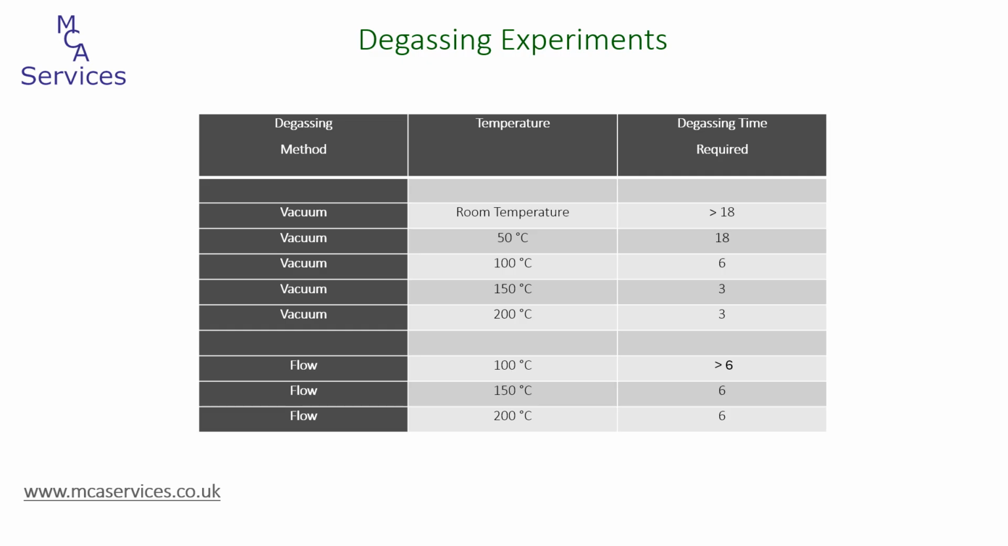So ultimately, we can compare the degassing times required at different temperatures using both techniques in order to obtain reliable surface area and pore volume results. With increasing temperature, the required degassing time falls. So under vacuum, this is in excess of 18 hours at room temperature and reduced to just 3 hours at 150 degrees. We can also see that at any given temperature, 100, 150 or 200 degrees, flow degassing requires a longer period than the vacuum degassing option.